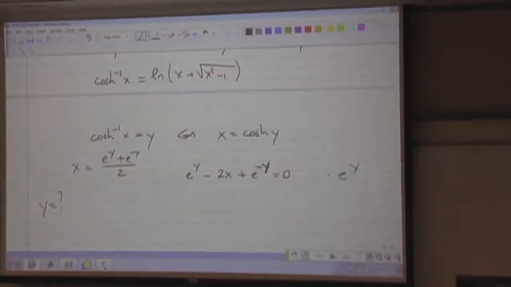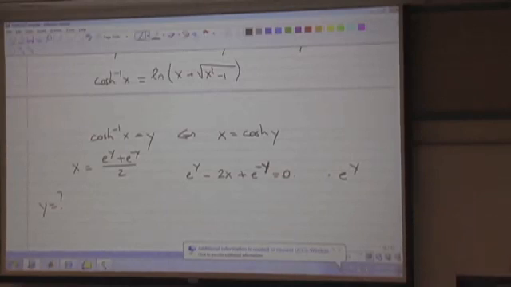What do you get on the left-hand side? Yes? Where did the e to the y minus 2x plus e to the negative y come from? I have that equation. If I multiply by 2 both sides, you have x, which is e to the y plus e to the negative y over 2, equals cosh of y. You wrote out cosh of y. Yes. Okay, so it's an equation. So far so good?